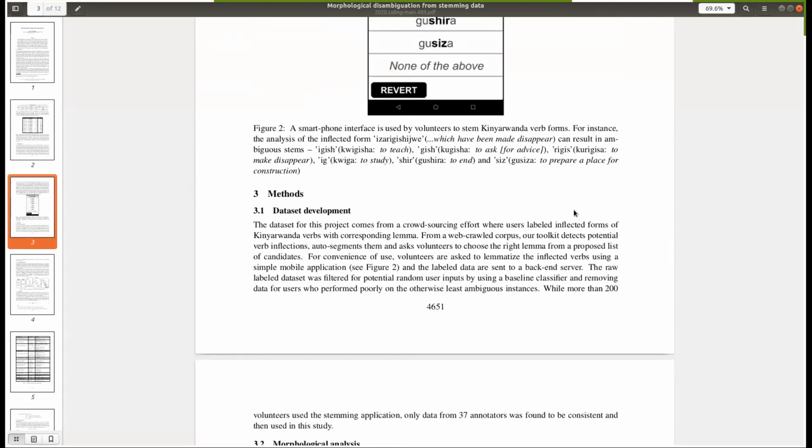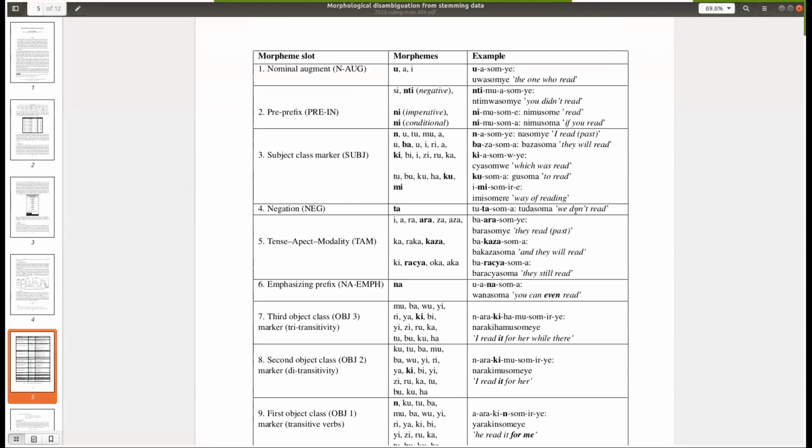So you can see this. It's a table that gives an analysis of these pieces of information that make up a Kinyarwanda verb. The first slot, what I call the morpheme slot for Kinyarwanda, is the nominal augment. Augment is something in high school we called indomo. I'm not a linguist, but I think we call it indomo.